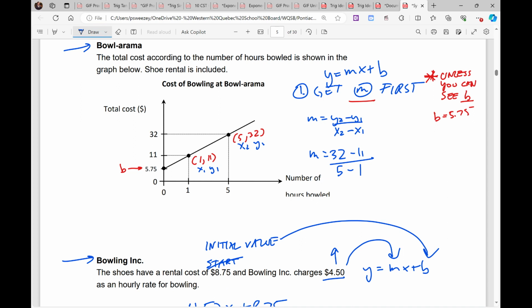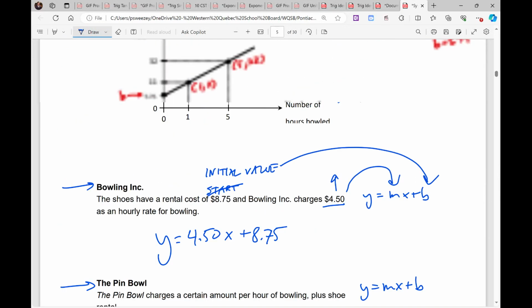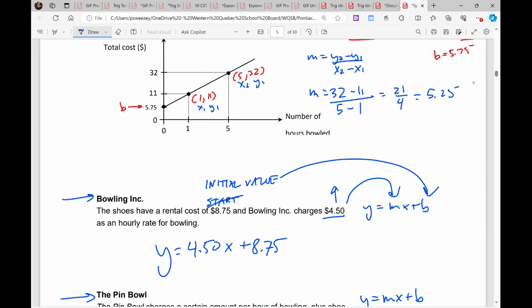So 32 minus 11, and then 5 minus 1. So perfect. You're going to have some sort of ugliness there, right? You're going to have 21 over 4. But that's all right. We can make that work into something. It should be positive. Keep in mind that if you made a mistake and got a negative, well, it better be positive because that's going to be quite ugly otherwise, right? So then 525. So if we combine this guy and this guy here, the rule for Bolarama is 525x plus 575 as a b.